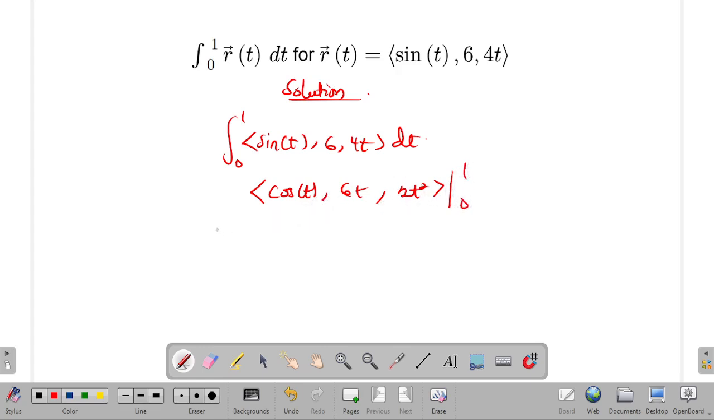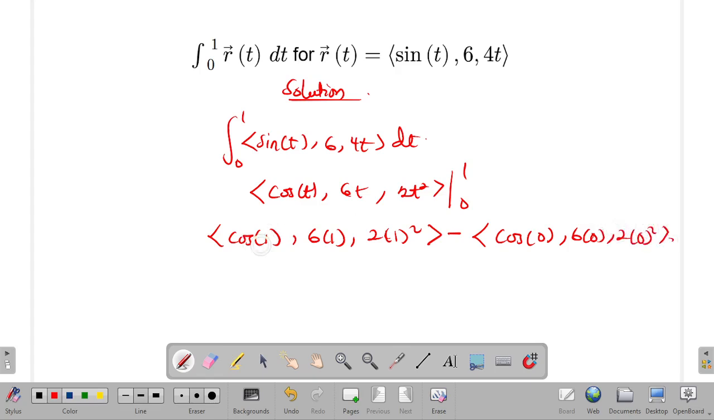Then we put in our limit of integration, 0 to 1. So when I put in 1, I'm going to have cosine of the expression 1, 6 multiplying 1, 2 multiplying 1 squared. This expression minus cosine of the expression 0, minus 6 multiplying 0, minus 2 multiplying 0 squared, right? Good. So cos 1, you just punch everything into the calculator, then you see what you get. Sometimes you don't need to add decimals, you can still leave it as cosine 1, right? So instead of leaving it in decimals, we just leave it as cosine 1.